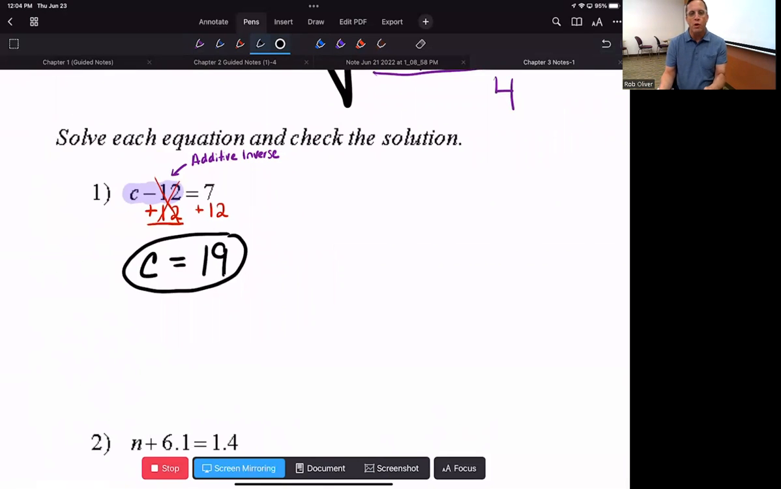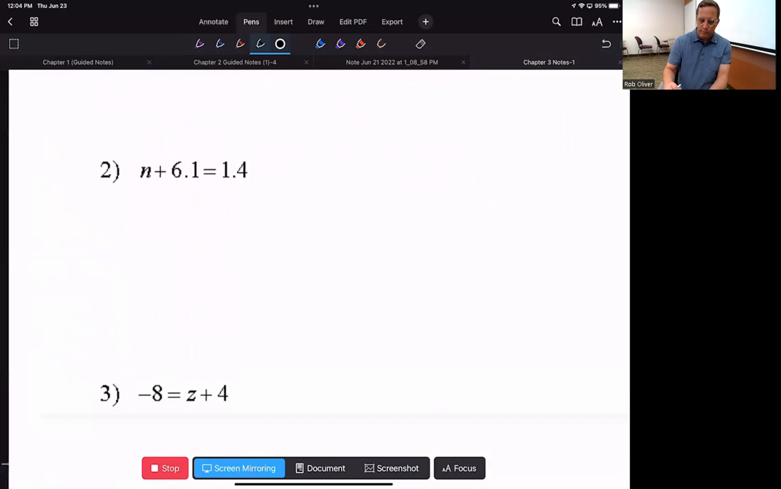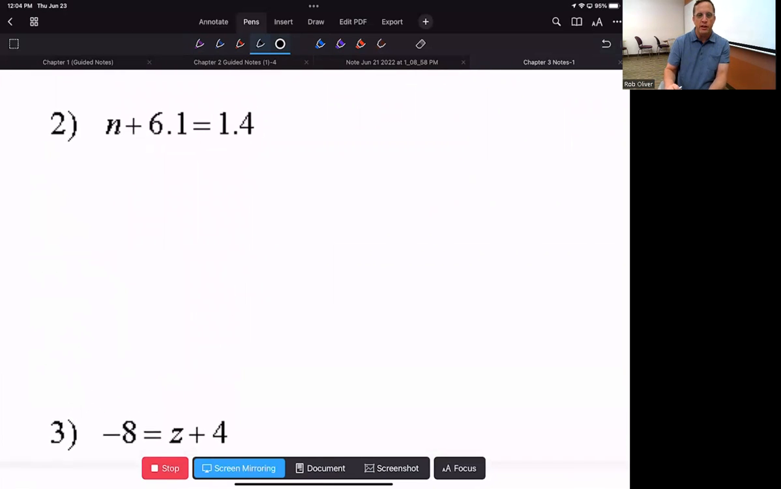It was 19 minus 12. If we check that out, 19 minus 12 does equal 7. So these start off pretty easy. Number 2, looking at the variable side, we have plus 6 1/10, 6.1. So we're going to do the opposite of that, which is minus 6.1. And what we do to one side, we do to the other.